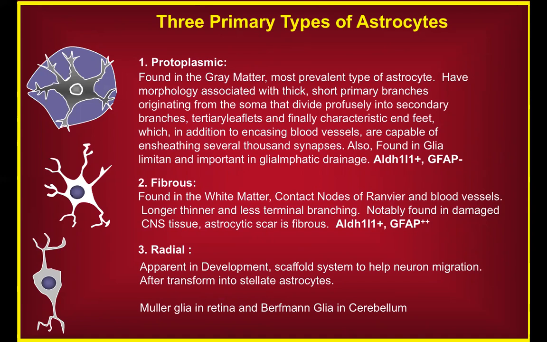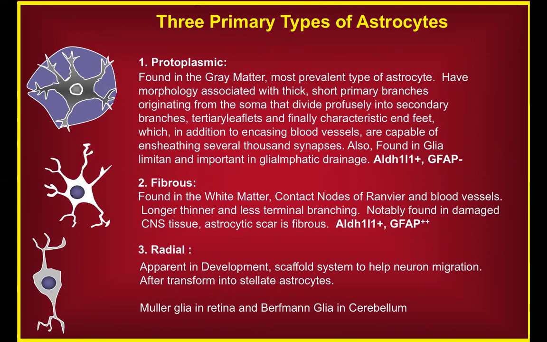These are the ones that you probably find encasing the blood vessels around the blood-brain barrier, also around synapses, and important in the glial lymphatic drainage. And these are the ones that are basically going to be ALDH1L1 positive and GFAP negative.